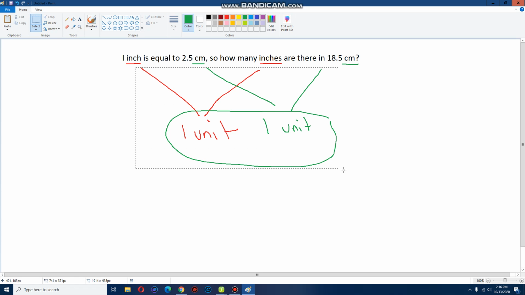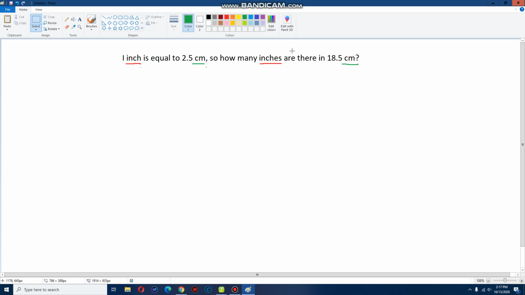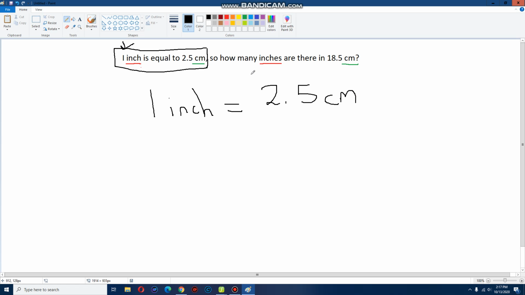And now we're going to set up this problem in order to figure out what exactly we're going to do. So this is how we're going to start this off. You start off right from the beginning, right from over here, and you go in order. So 1 inch is equal, and we're going to write it with a math sign, to 2.5 centimeters. So this entire sentence has been taken care of. And now I'm going to write the next sentence. How many inches are there in 18.5 centimeters?